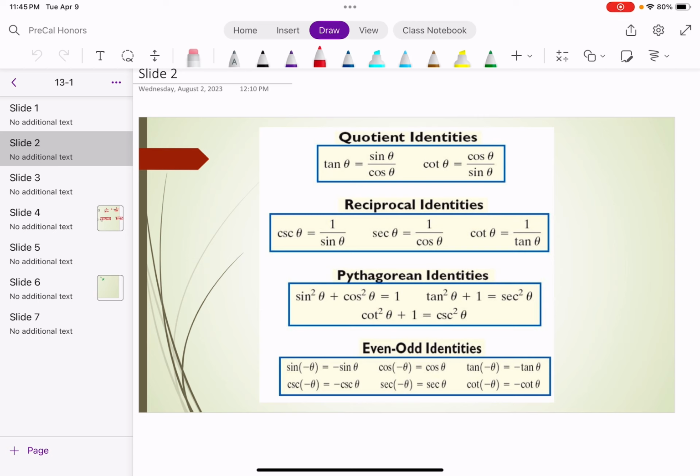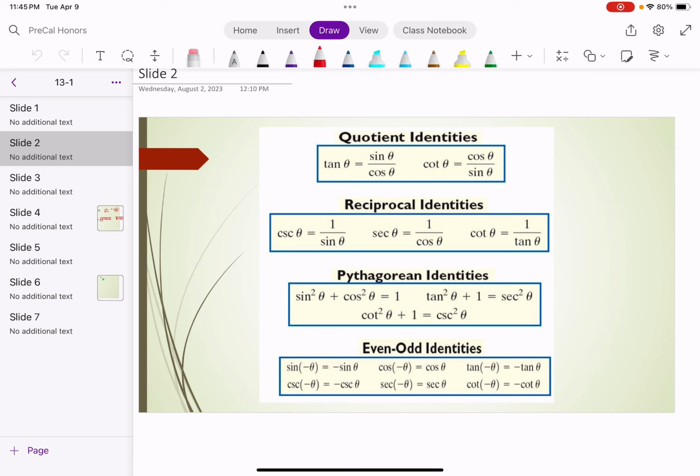So on this slide, we can go ahead and take a look at our quotient, reciprocal, Pythagorean, and even odd identities. Quotient identities we've been working with for some time. Notice tangent is sine over cosine, and your cotangent would just be the inverse of your tangent, which is going to be the cosine over sine.